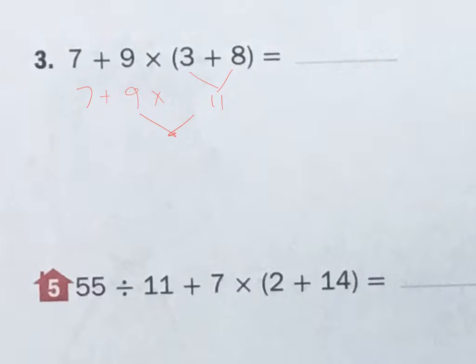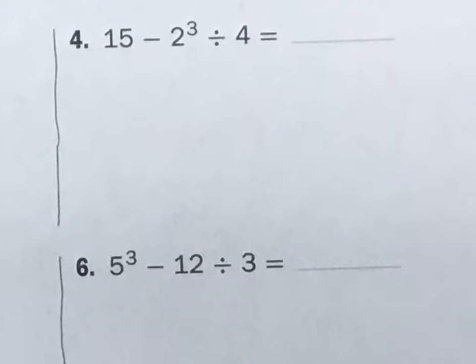I see I do have a multiplication here. 9 times 11 is 99. Bring everything else down. And once I do that, 7 plus 99, because I'm doing adding and subtracting now, is 106. 106 is my answer. Okay, let's go over here.